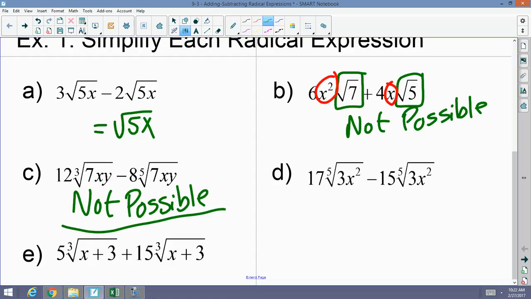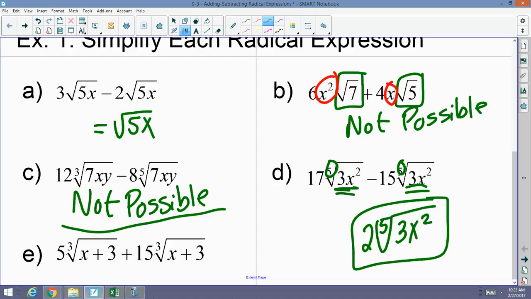17 fifth root of 3x squared minus 15 fifth root of 3x squared. Can we add those? Absolutely. They have the same index and they have the same radicand. So this is 2 fifth root of 3x squared. Does that make sense, guys? Pretty simple, right? Not too bad? All right.